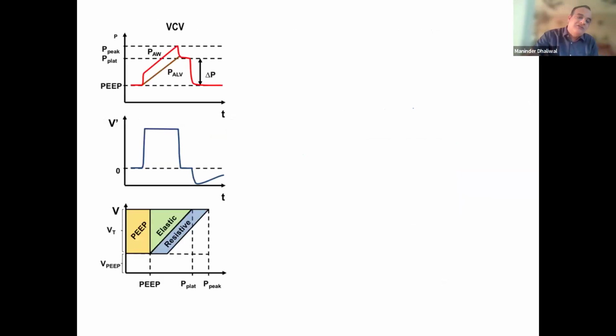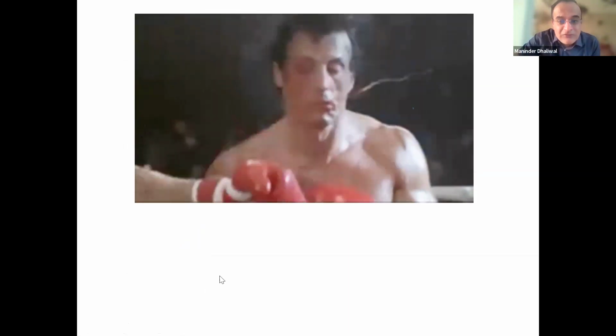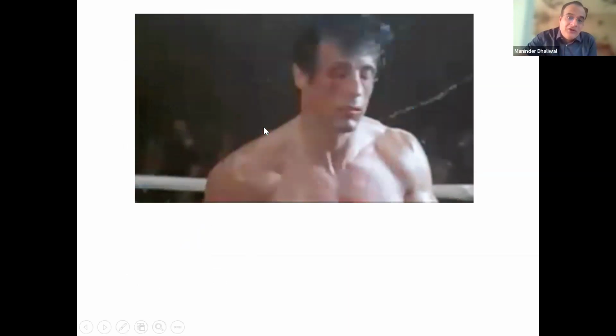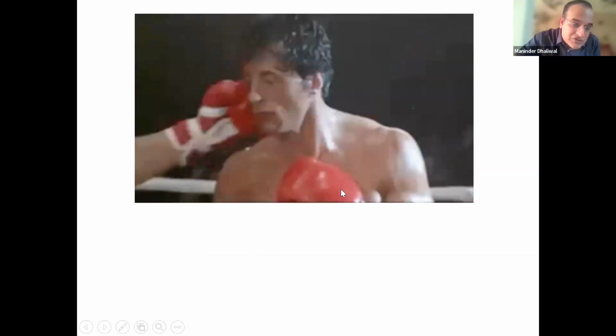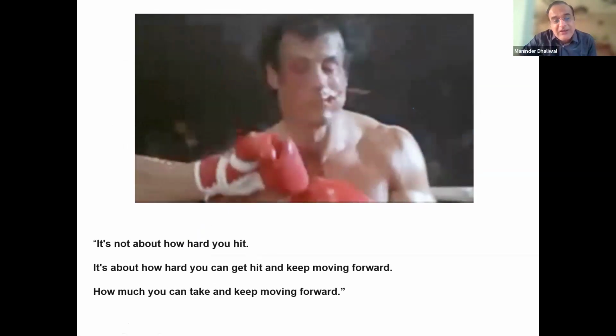So the same graphs now become a little complicated. This is the graph which I taught you about. This was the driving pressure. Now they've converted this into elastic, resistive, and PEEP and made it inverted. You don't need to learn this. You don't need to remember this. They're complex formulas, not at all. But this is what we are telling you. If you have seen the movie Rocky, they are telling you how much you can hit a particular lung, and it's how much a lung can take.